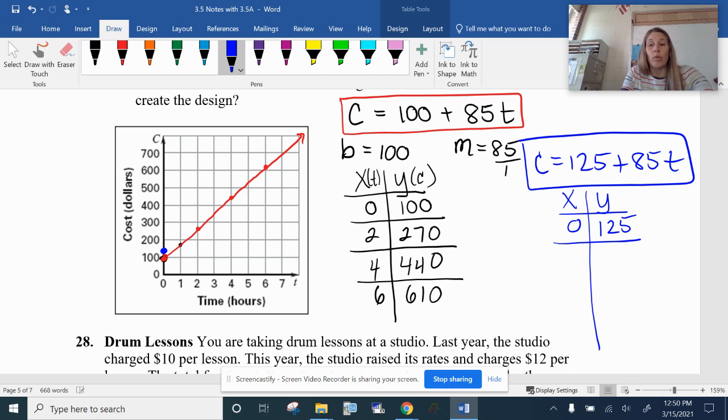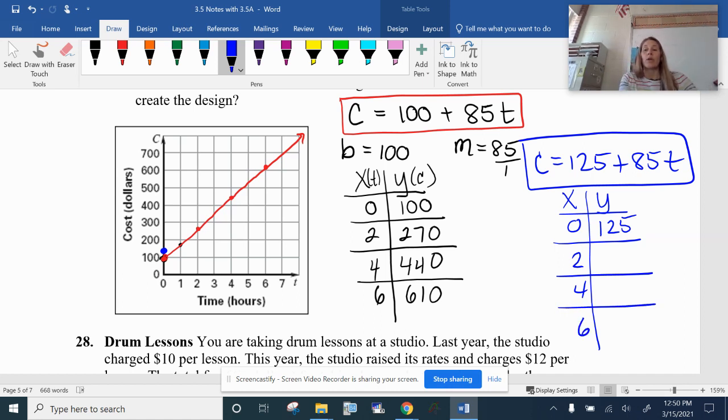So this time 0, 125. And then I'll do the same numbers again just so we can see the comparison. If I do 85 times 2, which is 170, but now I'm adding 125 to that, that's 295. And if I do 85 times 4, and then I add 125 to that, that's 465. And then if I do 85 times 6 and I add 125 to that, I get 635. So 2 and 295.